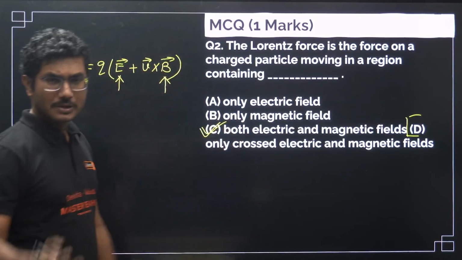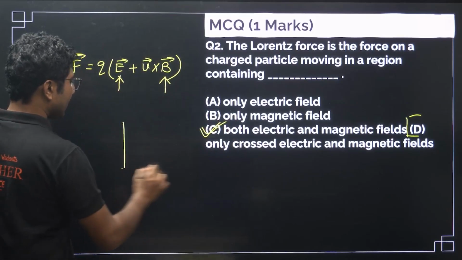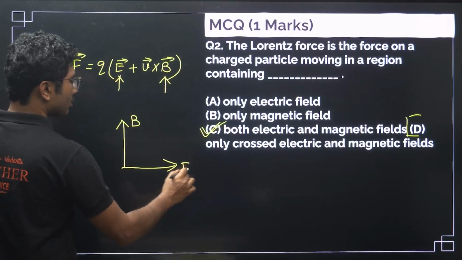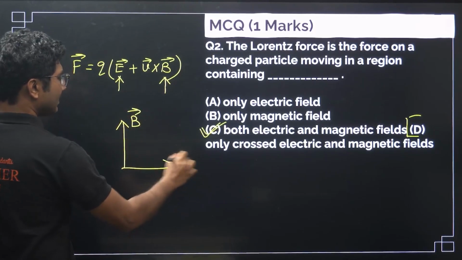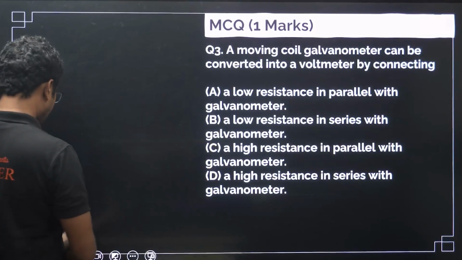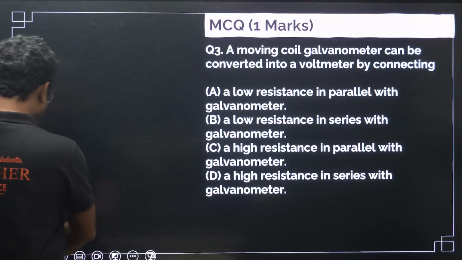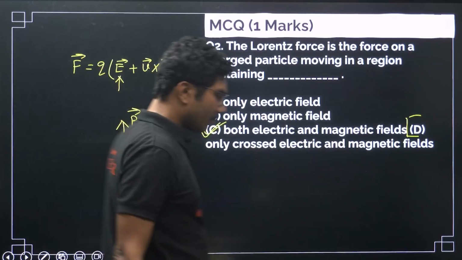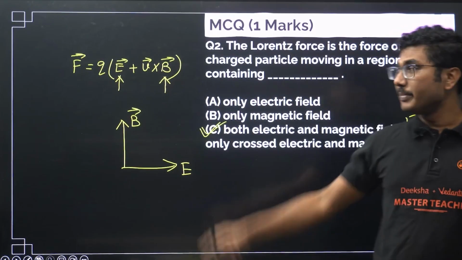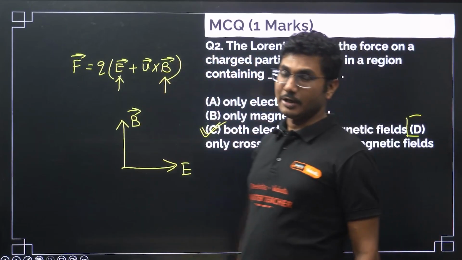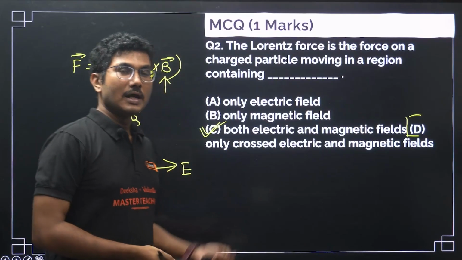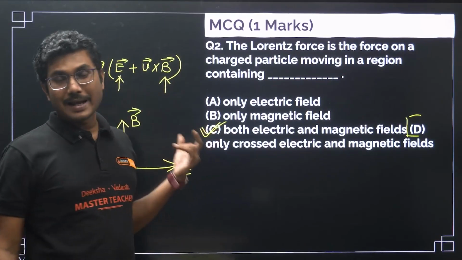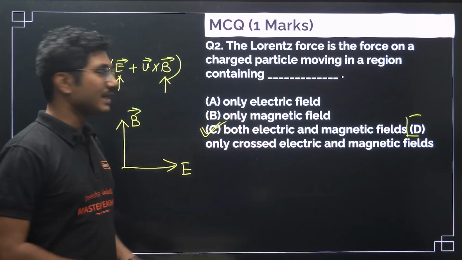Cross electric field means what? Cross means only when the electric and magnetic field are perpendicular. If they are perpendicular, they are called crossed electric and magnetic fields, but that is not the case over here. It is true for any magnetic and electric field, right. If only the crossed case were possible, then it would have been clear from the expression that it is valid only for crossed fields, otherwise not valid, but it is valid for any magnetic and electric field. So, option C is correct in this case.